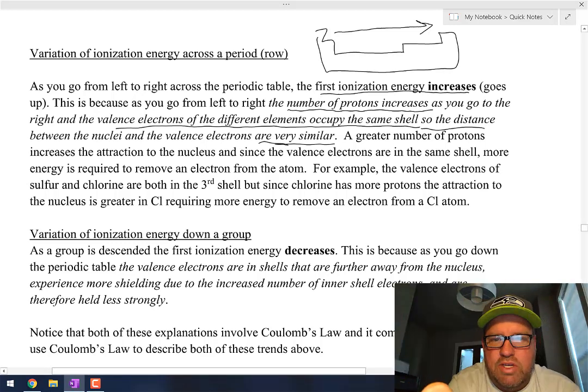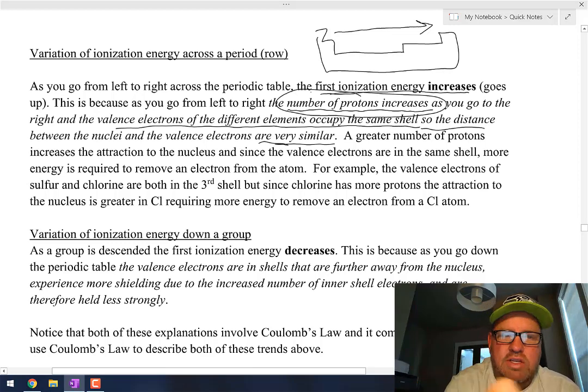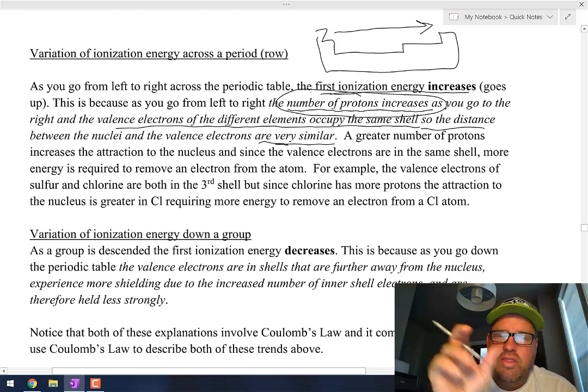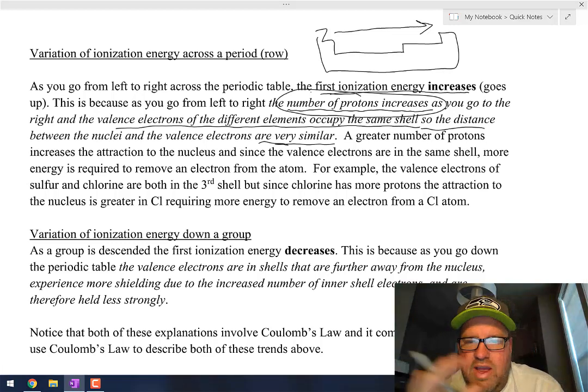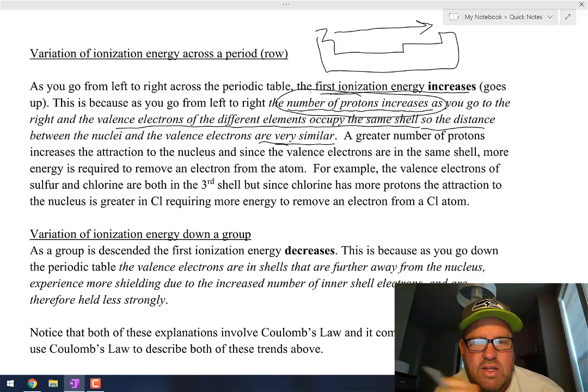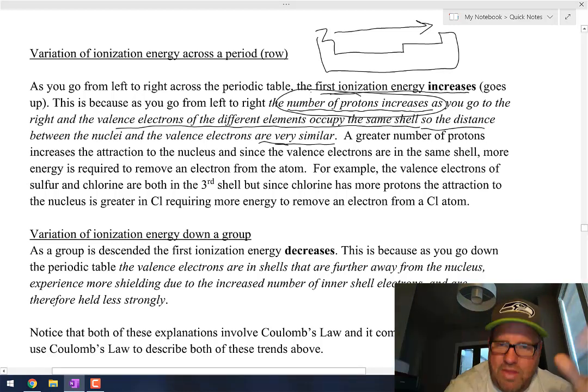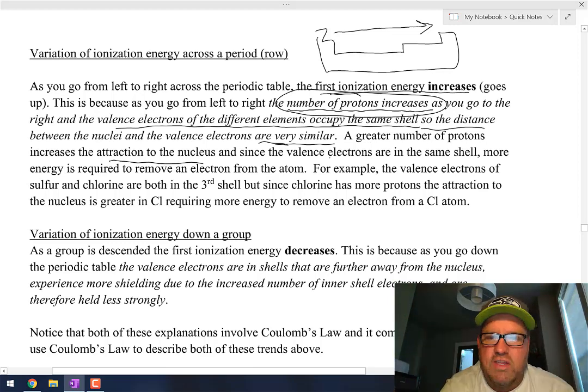That's what they're going to be looking for. Does the person talk about the increase in the nuclear charge? Does the student talk about how their valence electrons are in the same shell, so that distance between the nucleus and the valence electrons is basically the same? And then just some more detail here. A greater number of protons increases the attraction to the nucleus, and since those valence electrons are in the same shell, more energy is required to remove an electron from an atom that has more protons in it.